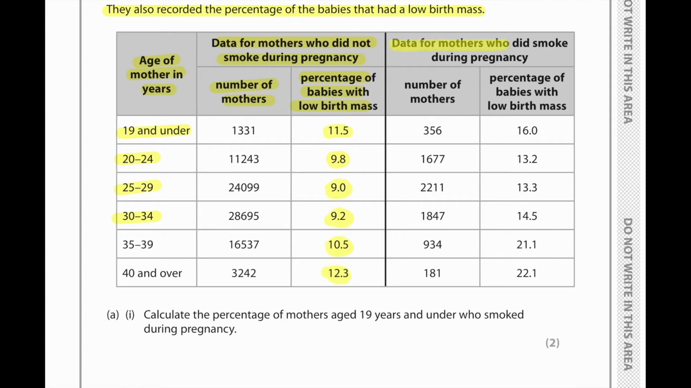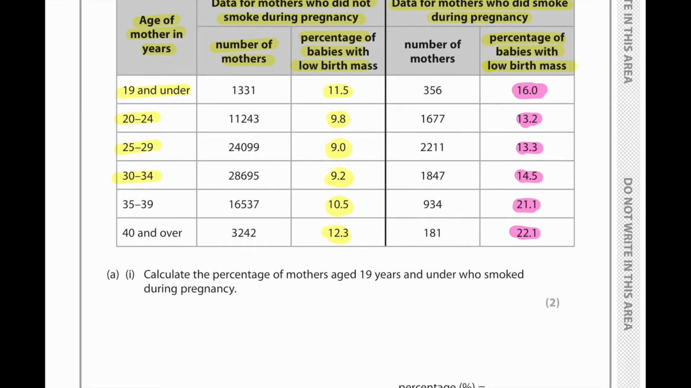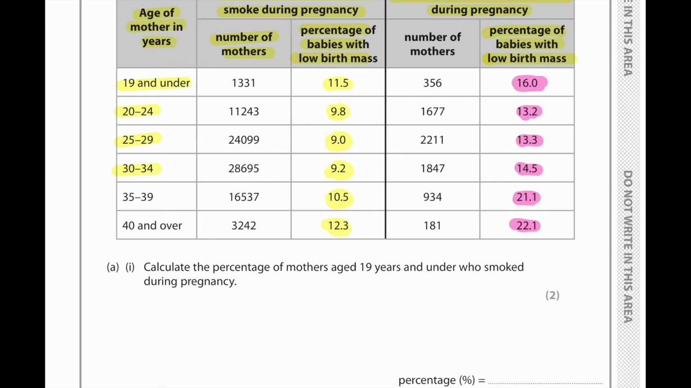Data for mothers who did smoke during pregnancy: number of mothers, and percentage of babies with low birth mass. We can see low birth mass is higher in the first column. It's also higher for the second one, third one, fourth one. In these cases it is at least 1.5 times higher, or even twice as high, than the percentage of babies with low birth mass for those who didn't smoke.